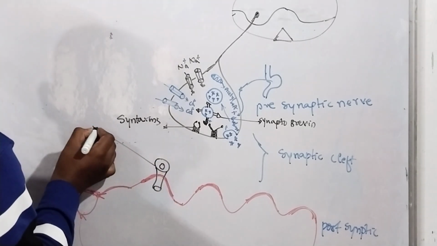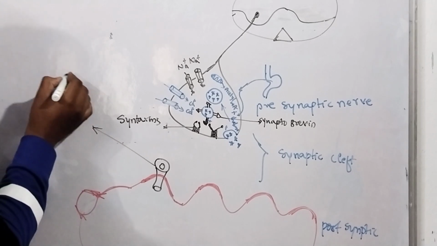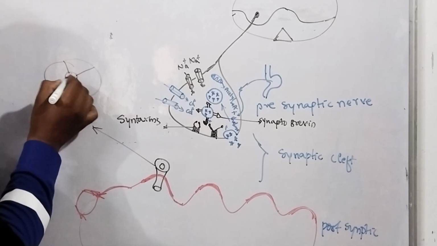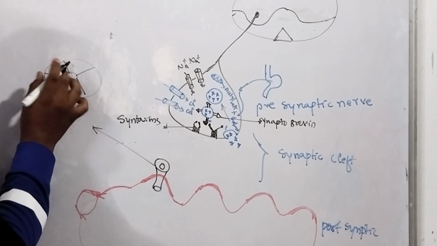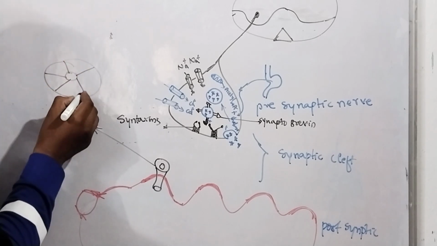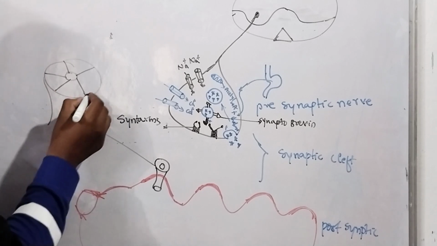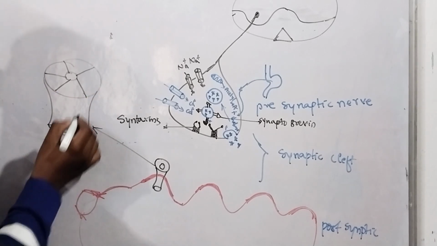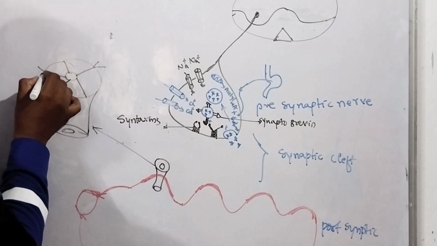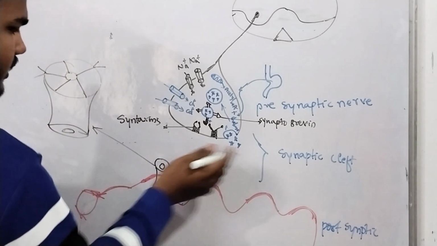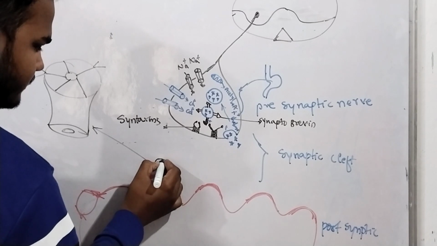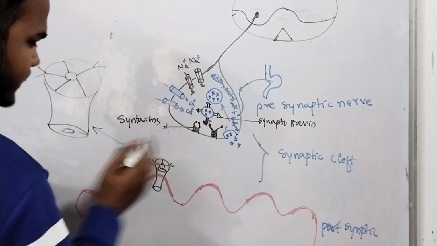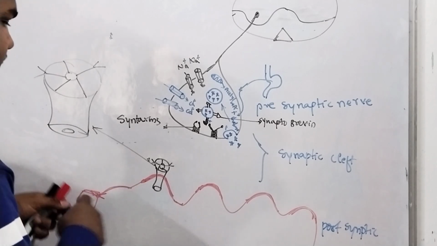Let us take this receptor and magnify it here. This receptor is like this. It is a pentavalent protein that has two phases. On these two phases there is binding of this acetylcholine.